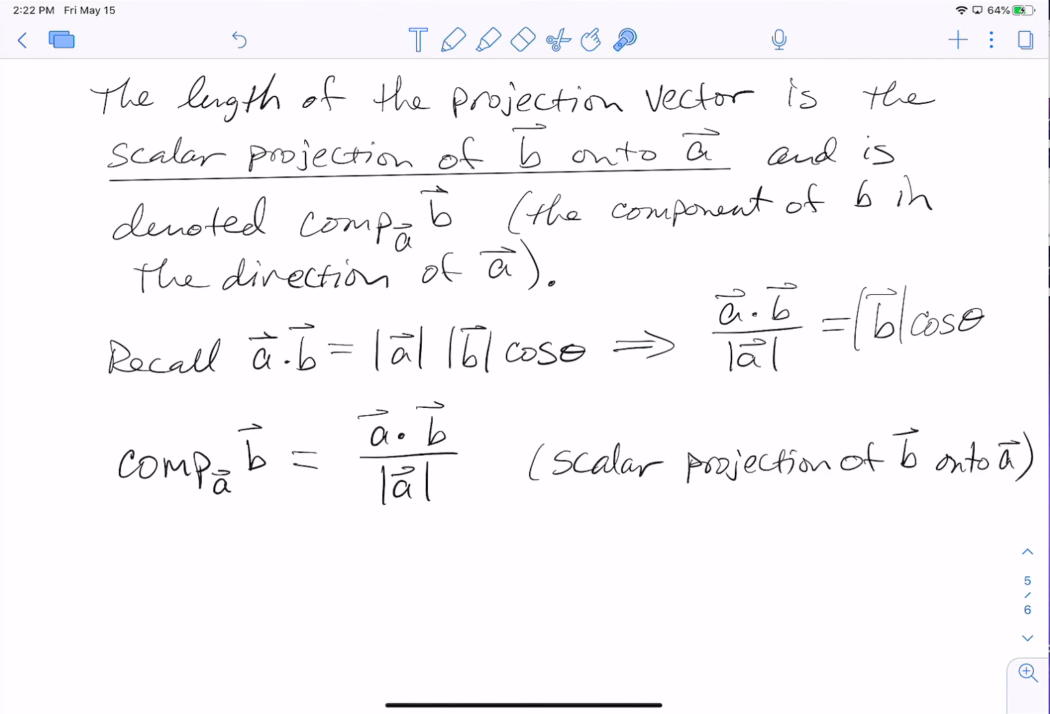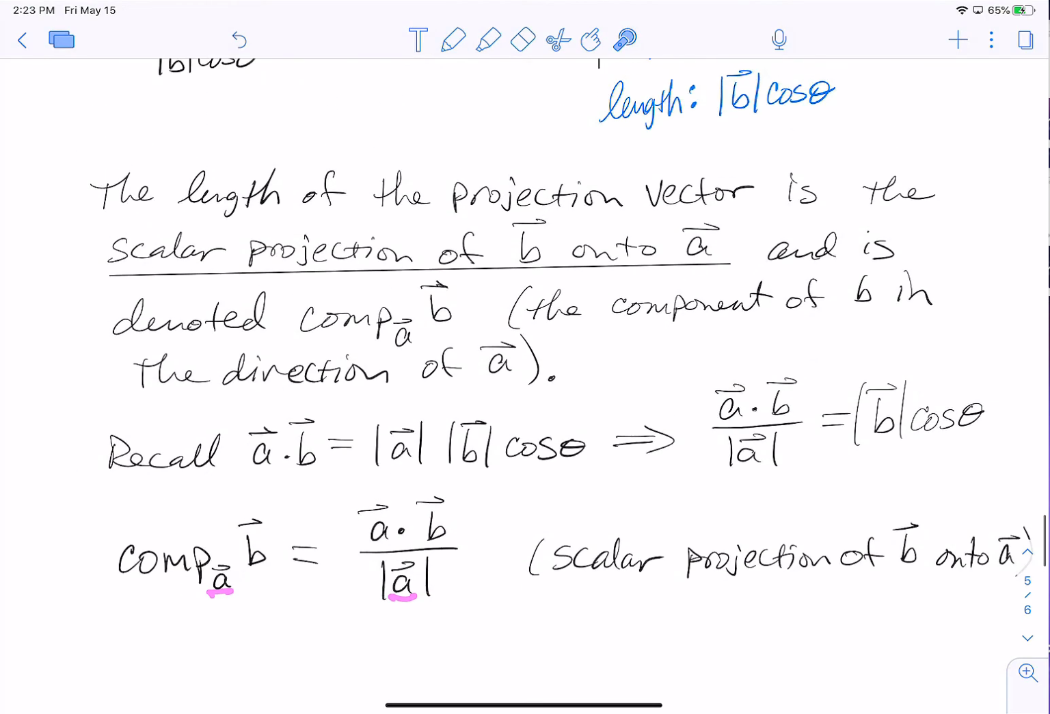Things tend to be confusing like this sometimes when there's a b and an A, and on the right-hand side there's a b and an A and then an A. So what I would say is the one that's the subscript A is the one that shows up in the denominator as the magnitude of A. So that gives the length of the projection vector.